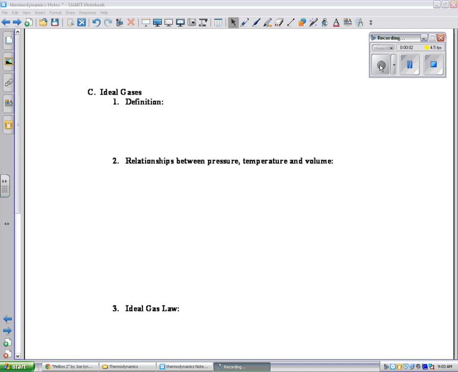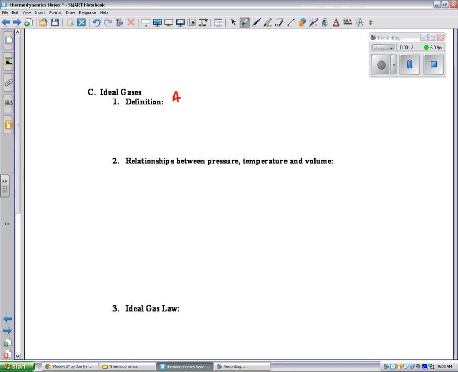In this part of thermodynamics, we're going to start talking about ideal gases. It's going to seem a lot like chemistry. And an ideal gas is a gas in which molecules don't interact with each other.